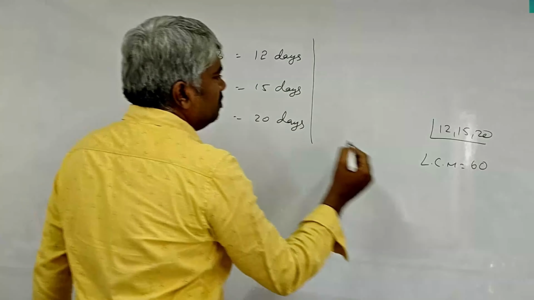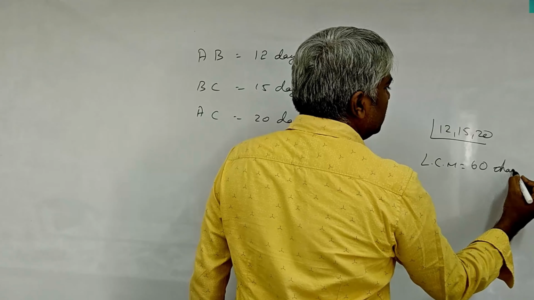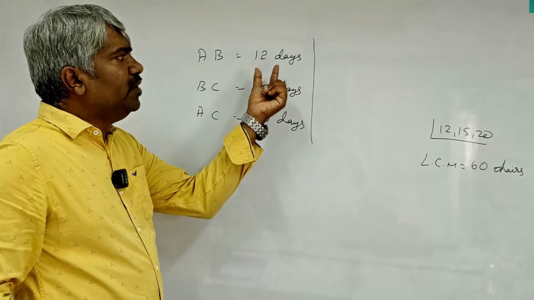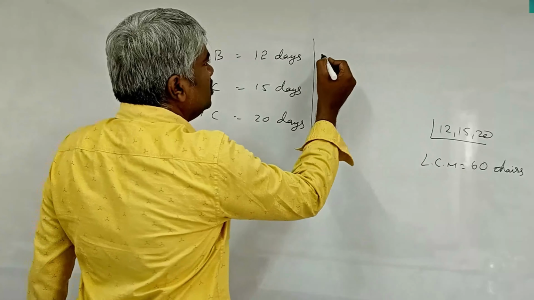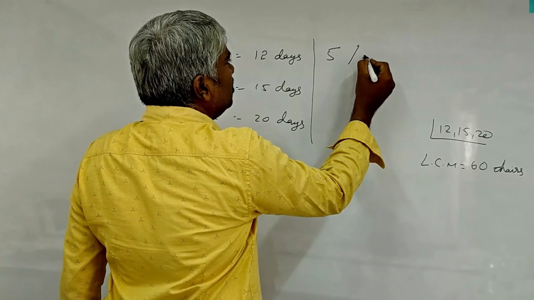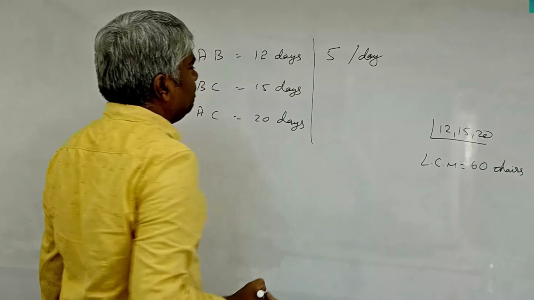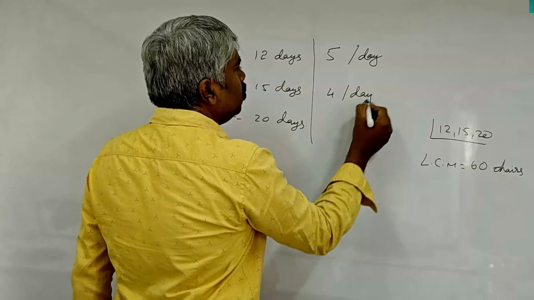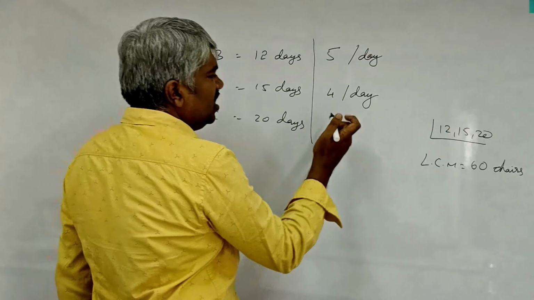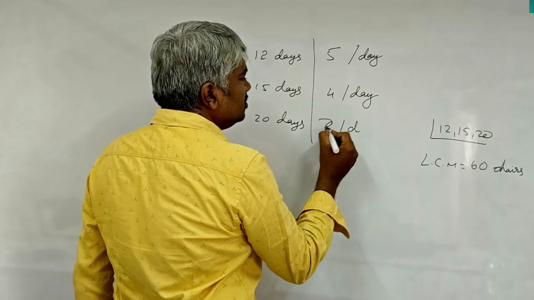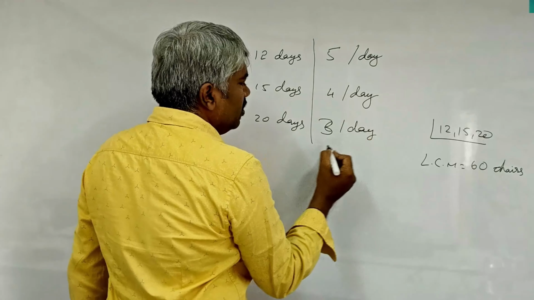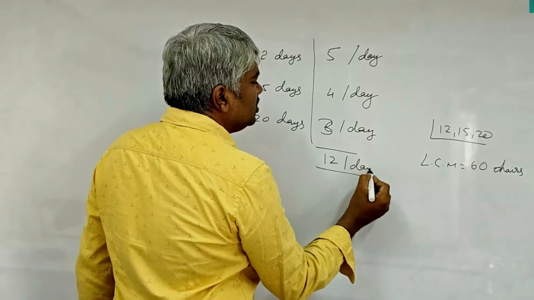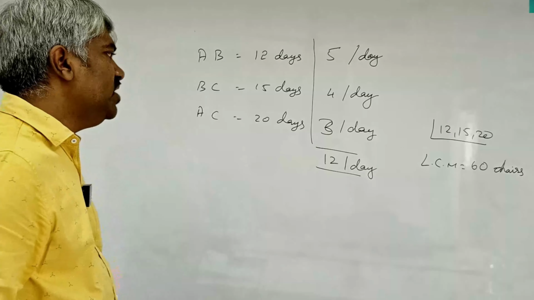Now, what is 60? Let us say 60 chairs they are manufacturing. When A and B work together, they take 12 days to manufacture 60 chairs. So, they will manufacture 5 chairs in one day. In case of BC, 4 chairs in one day. In case of AC, 3 chairs in one day. When all the three people work together, they can manufacture 12 chairs in one day.